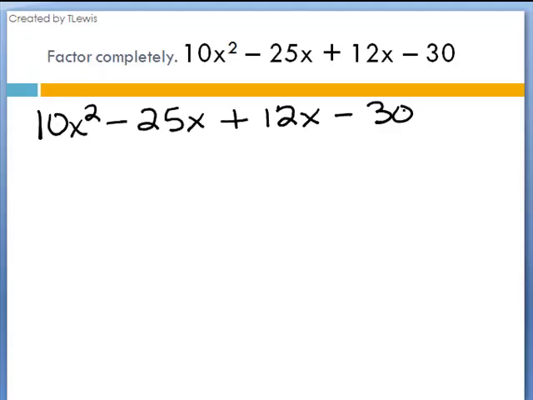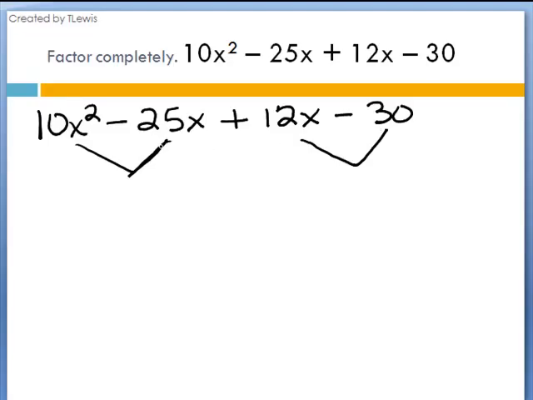Where we're going to group the first 2 terms, the 10x squared minus 25x. Factor out a GCF, tell me what's left over. Then you're going to factor out a factor from the last 2 terms. Bring those together, find a GCF, factor it out, and tell me what is left over. So let's go ahead. Factor by grouping.